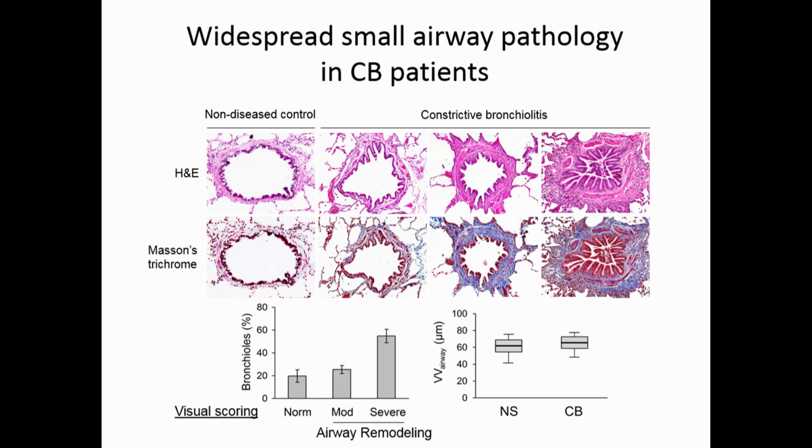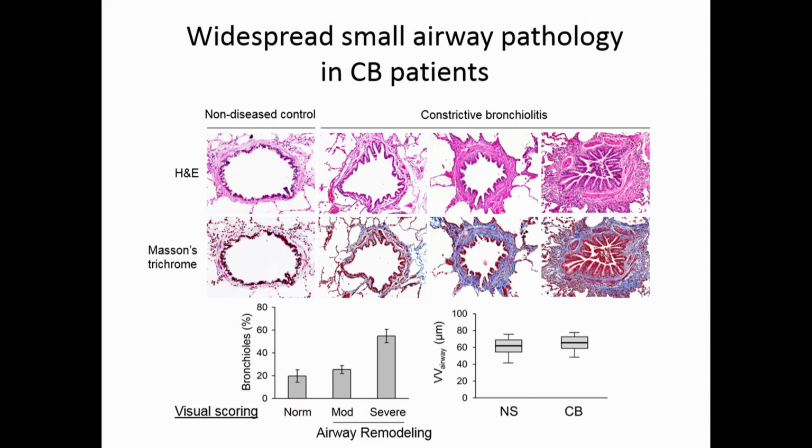So these are severe on this side. And then I'm showing you the visual scoring because I want to make the point that the majority of these airways are abnormal. So over 60% of them were defined as severely abnormal, suggesting that at least in the sections that were evaluated, this is a widespread abnormality.